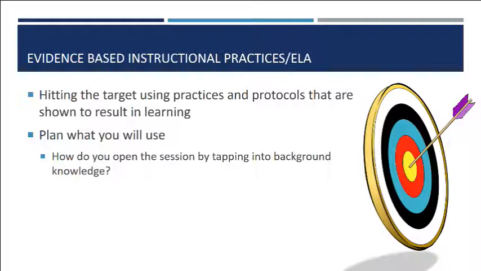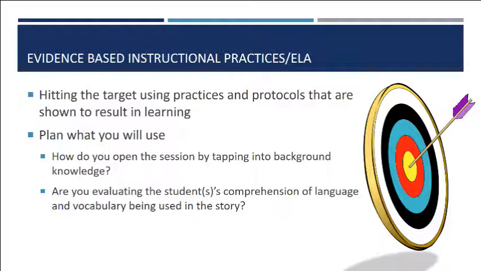So you plan on what you're going to use. And always when we start with instruction, you want to tap into the background knowledge. We're going to think about background knowledge in a couple different ways. We need to think about background knowledge and the students' comprehension of language and vocabulary. It's being used in a story. So are we thinking about do they know what we're talking about when I'm reading a story? Or are we just assuming they might know? Or how can we gather some information that really gives us the data that the student knows what it is that we're discussing in this story? So we want to think about that.